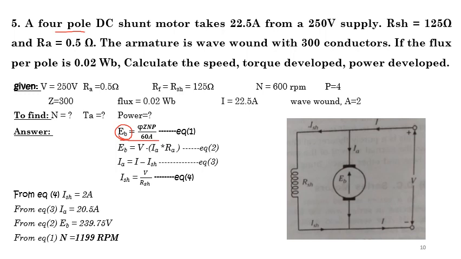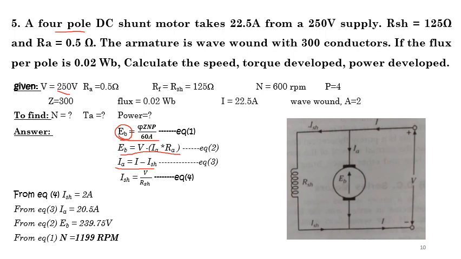So first I'll go to Eb. Eb you already know, Eb is equal to V minus Ia Ra. Now let us see whether you can calculate Eb, whether all the details are present. If you have to calculate Eb, you need to know what is V. Is V given? V is given, correct. V is equal to 250 volt. Is Ia given? Ia is not given, that means you have to calculate. Ra is given. Now, for a motor, how can you calculate Ia? For a motor, you already know Ia is equal to I minus Ish.